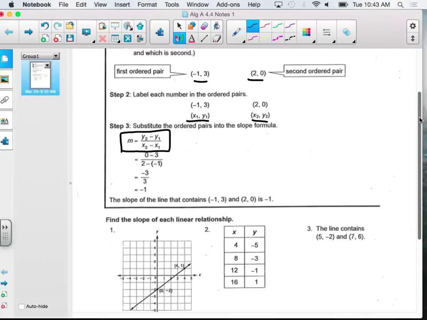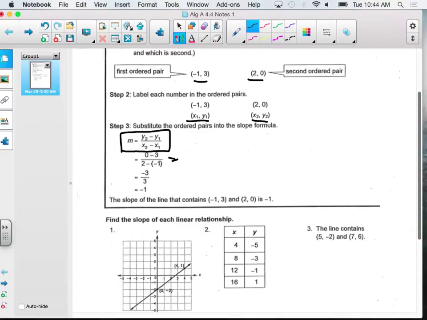What goes on top when we're trying to find slope? The y's, right? So for this one, it's y sub 2 minus y sub 1. Our y sub 2 is 0, so we have 0 minus our y sub 1, which is 3. Then downstairs is our x values. So x sub 2, we have that as 2, minus -1, because that's our x sub 1.